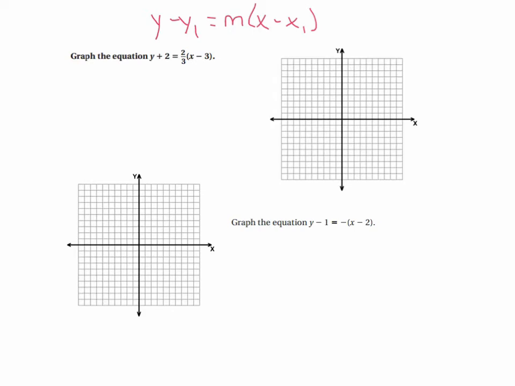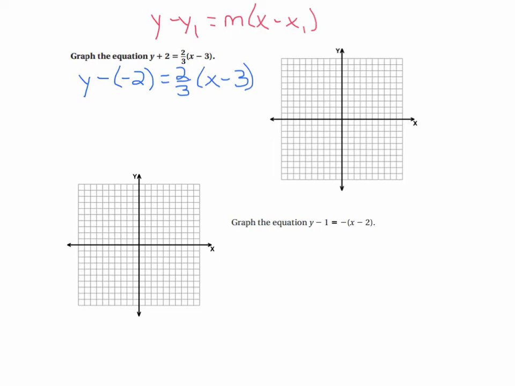I see y plus 2. Well, y plus 2 is the same thing as y minus a -2, right? That makes my minus sign match. Minus, minus, okay? Equals 2/3 times x minus 3. That's already minus, so I don't have to do anything with that. But I changed it to get these two subtraction signs to get it to match up here so I can see my x1, y1, okay?